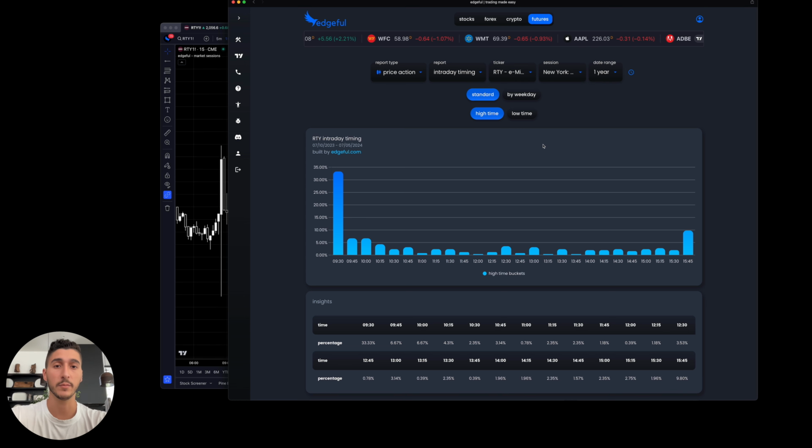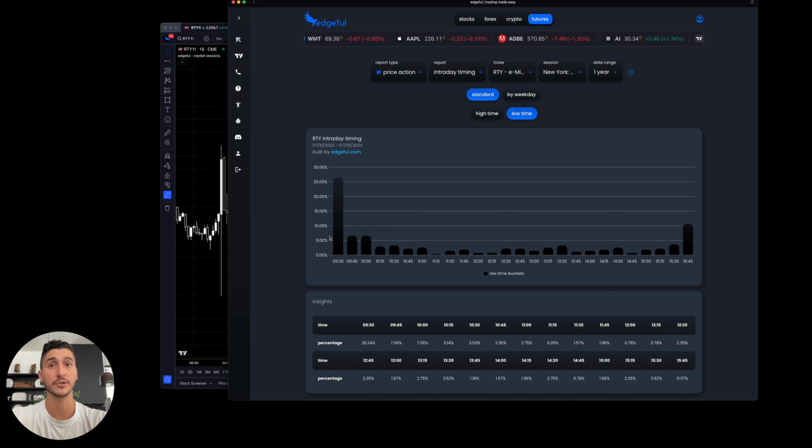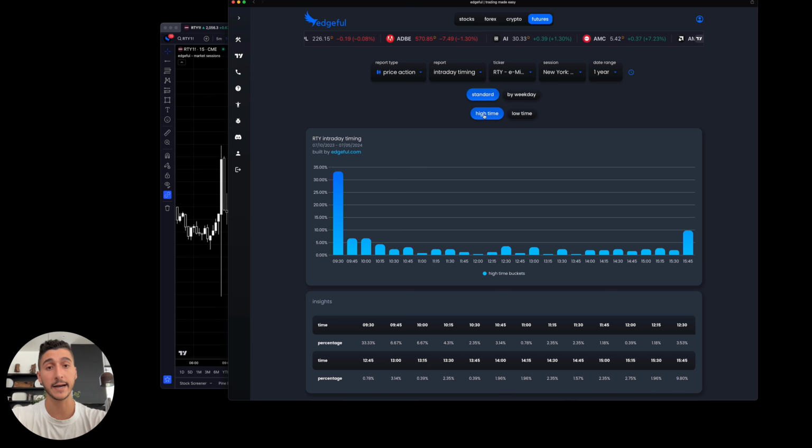So what this report measures is the average high time of day. It plots out every bucket of time in the last year that has been the high of day. And then also if you switch to the low time of day, this shows you how often a certain time period throughout one trading day will be the lowest point of the day. So I'm going to stick to high times here.